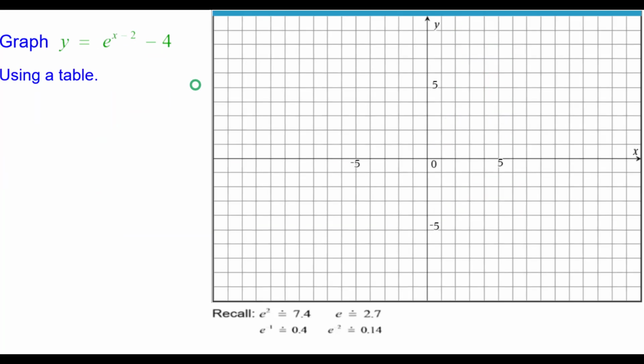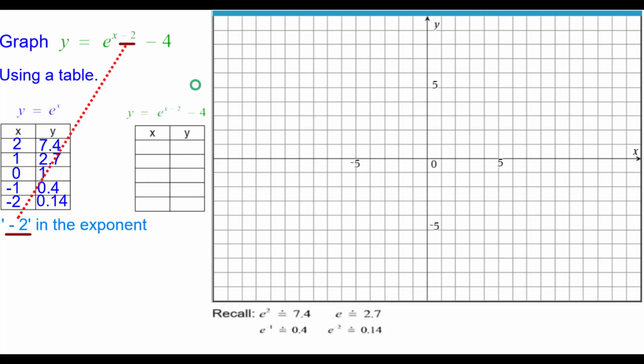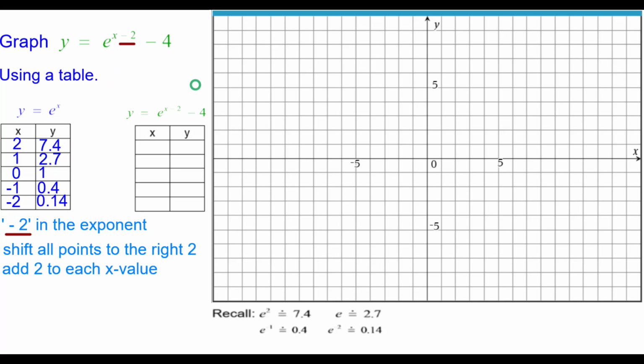Second way, using a table. Here's our table of 5 traditional values for the y equals e to the x parent function. The minus 2 in the exponent shifts all points to the right 2, which means we have to add 2 to each x value to shift it to the right. So starting with the first 2, 2 plus 2 is 4, 1 plus 2 is 3, and so on.